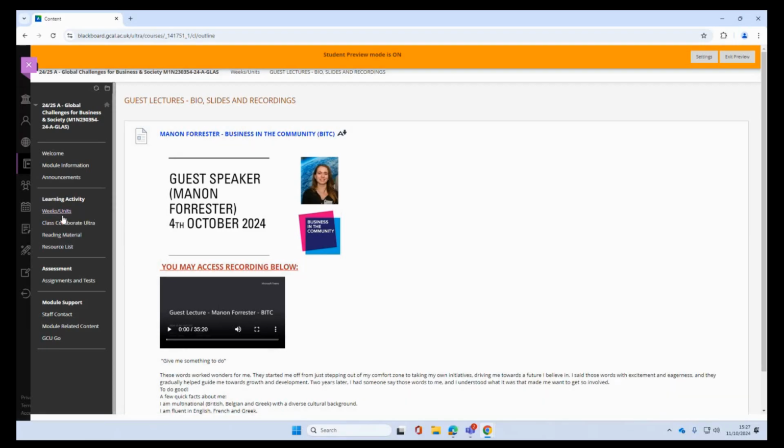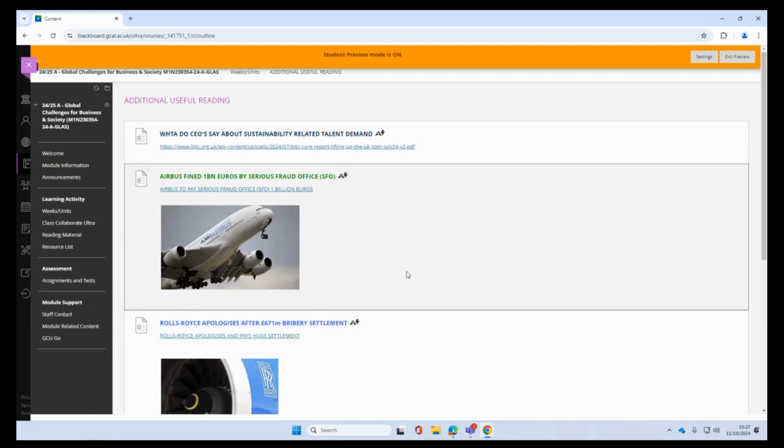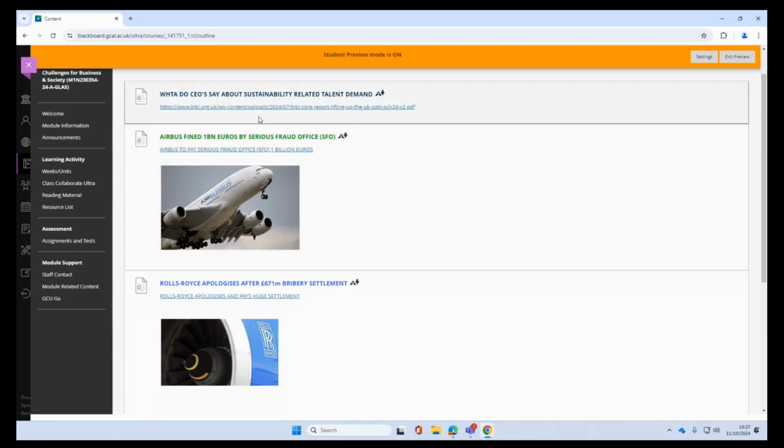That was about half an hour of the seminar. And then I've added some additional useful reading, examples that I've taken in class. Okay. Now this was the report that Manon used. What do CEOs say about things? So one of the key things that stood out for me was that 57% of the CEOs think that there is a green skills gap. Okay, which means that there is not enough talent out there with sustainability skills.